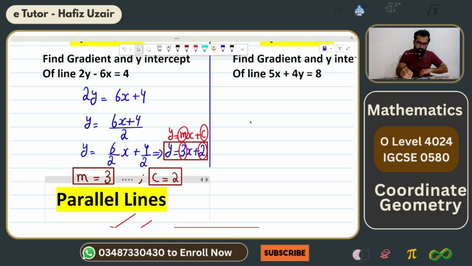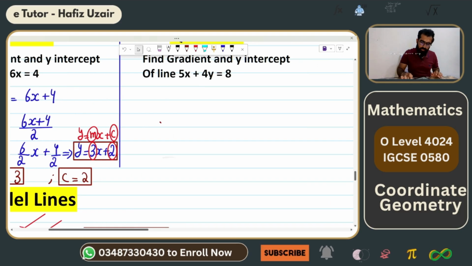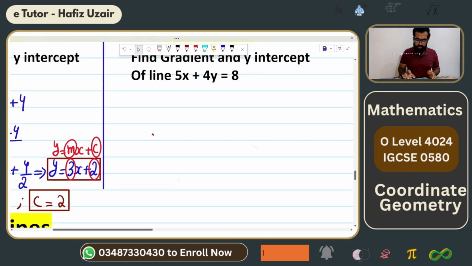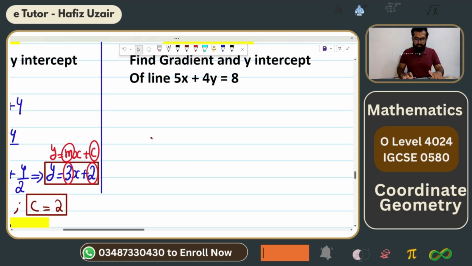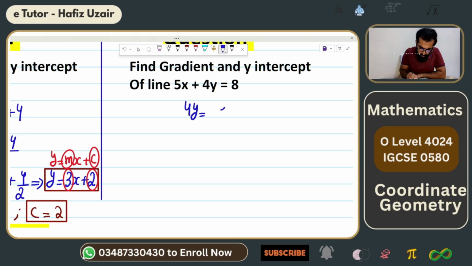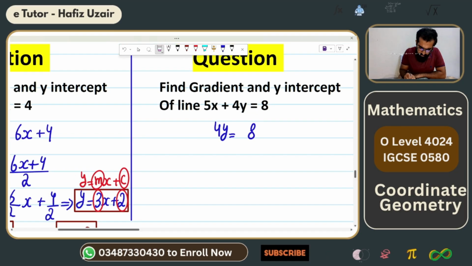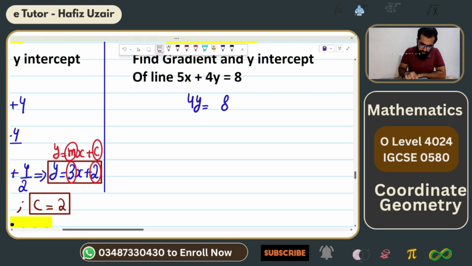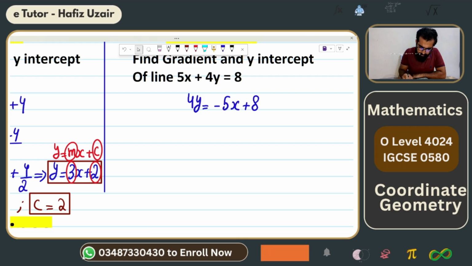Okay, let's discuss one more example and then we will move to next concept. Find gradient and y-intercept of the line. So you need to make y as subject. Just shift this 5x to other side. So 4y will be equals to 8. Write x term first, because when you need to compare with y equals mx plus c, x term is first. So it will be minus 5x plus 8.